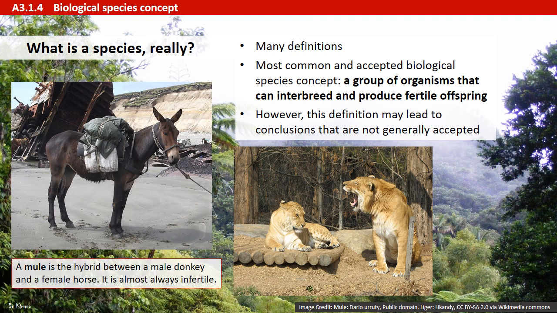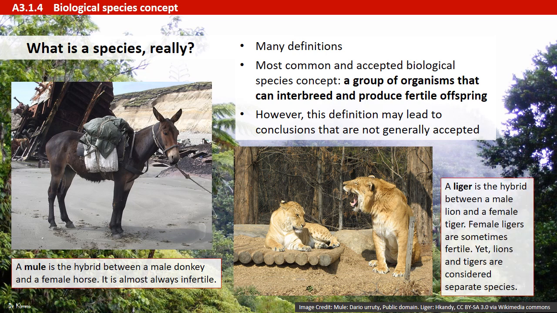For example, a mule is the hybrid between a male donkey and a female horse. It's almost always infertile. So here the species concept works pretty well. You have horses, you have donkeys. Well, they can have mules, but the mule cannot have offspring.